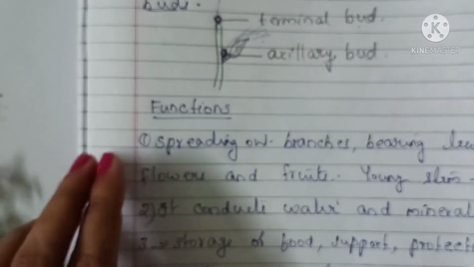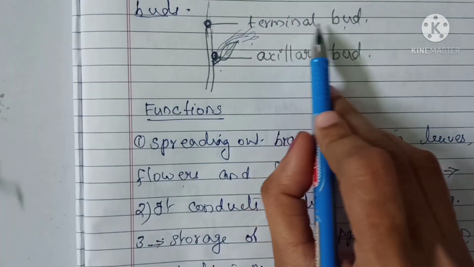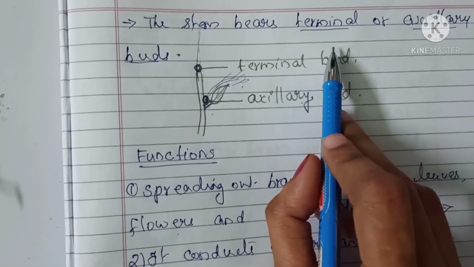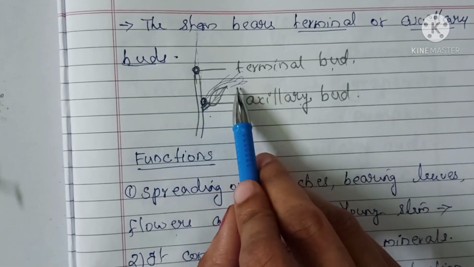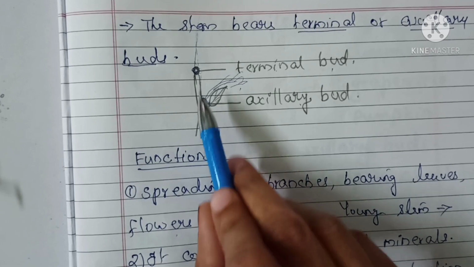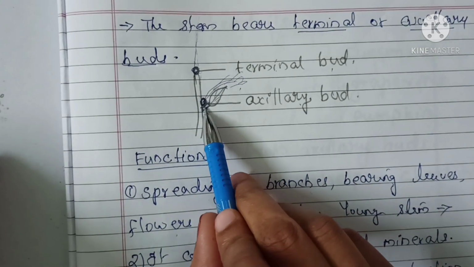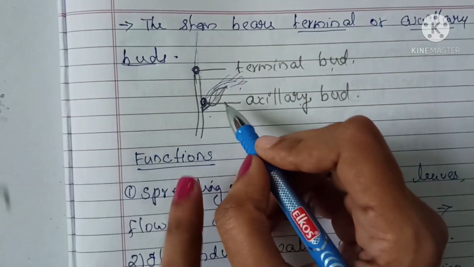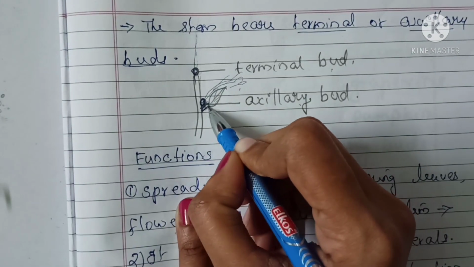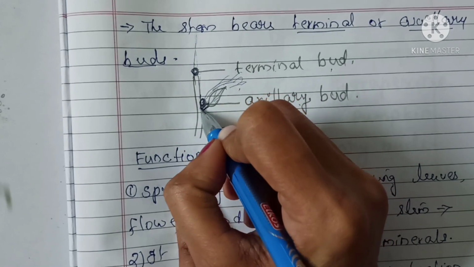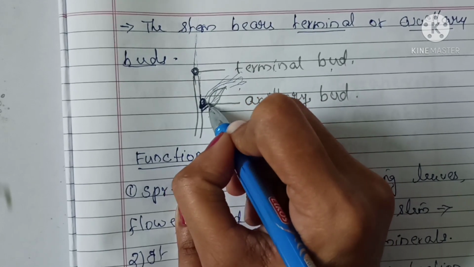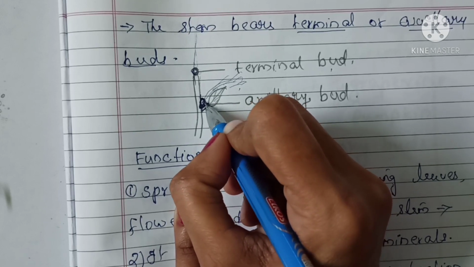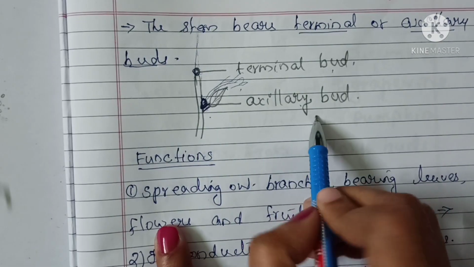Then the next topic is buds, that is the terminal bud and the axillary bud. The stem bears terminal or axillary buds. What do you mean by axillary bud and terminal bud? The bud that is present in the axil of the leaf. Just see here, from here the leaf is arising. So this portion is the axil and here at the base of the leaf, there is a bud that is known as the axillary bud.